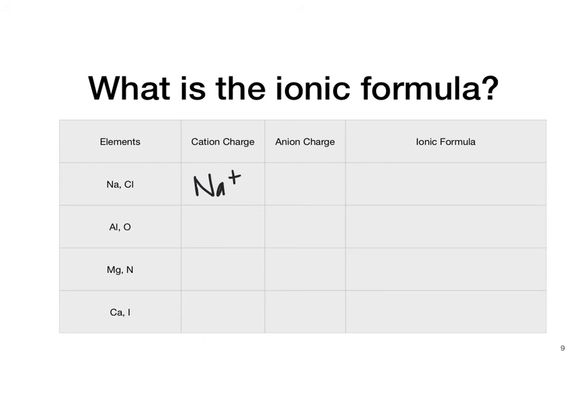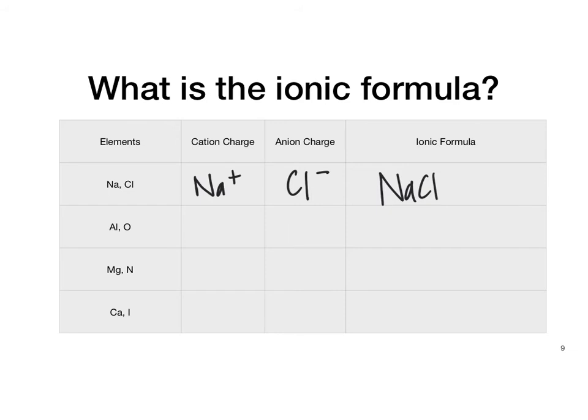Chlorine wants to be Cl-. So you have a single positive charge and a single negative charge, so the ionic formula is going to be NaCl. So that's pretty simple. We've all heard of sodium chloride before.